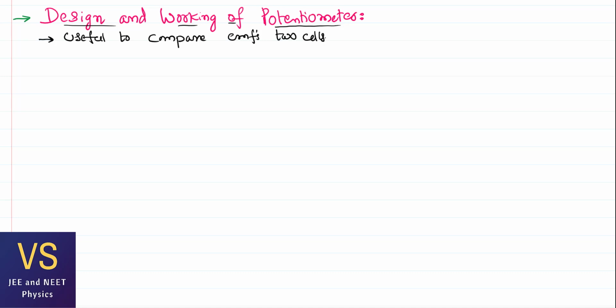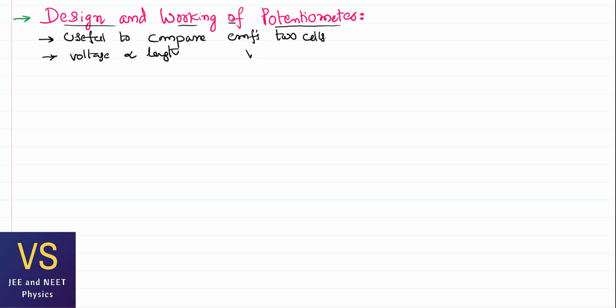How do we do that? We will talk about later. First of all, if it has to compare the EMFs of two cells, it shall follow a certain principle. What is the principle is, the potential drop across a wire is directly proportional to the length of the wire that is there in a potentiometer, right?